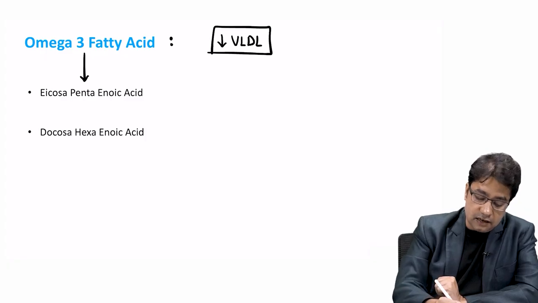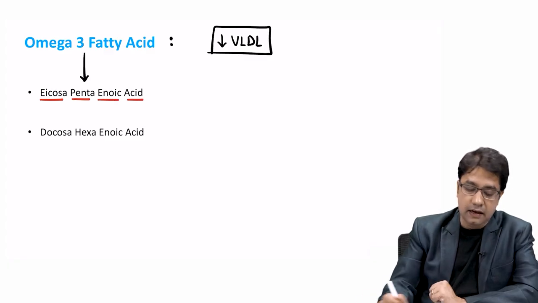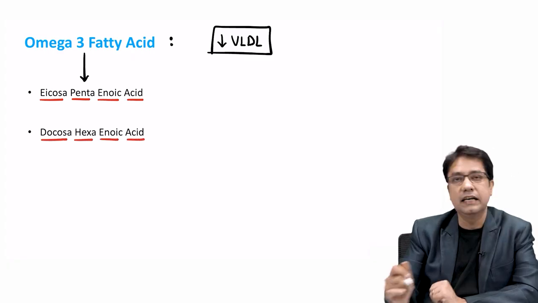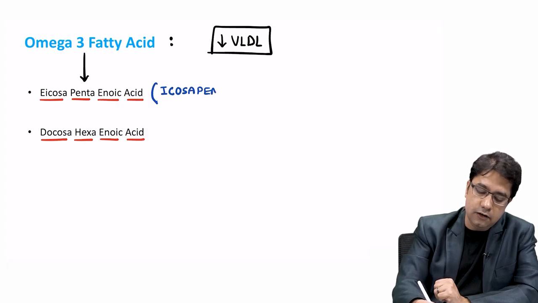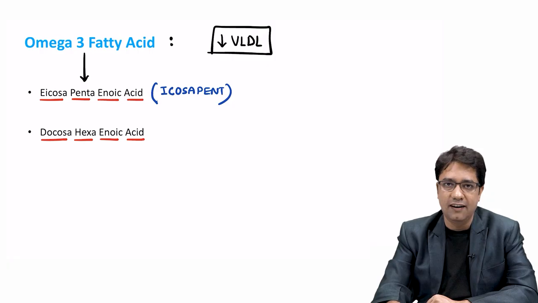So these drugs are icosapentaenoic acid, and another omega-3 fatty acid is docosahexaenoic acid. Icosapentaenoic acid is also known in short form as icosapent. So omega-3 fatty acid is good for the heart.